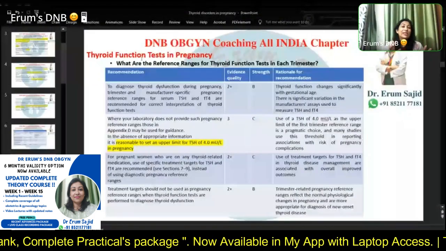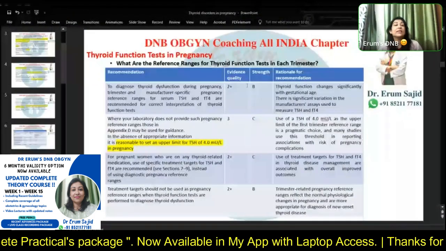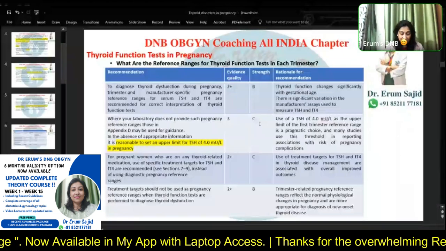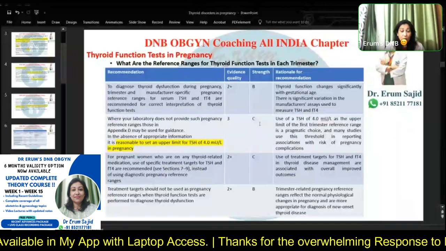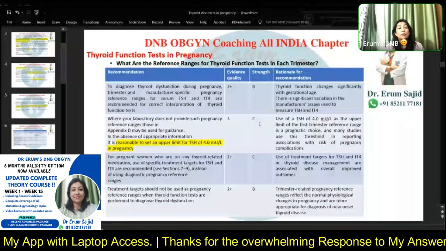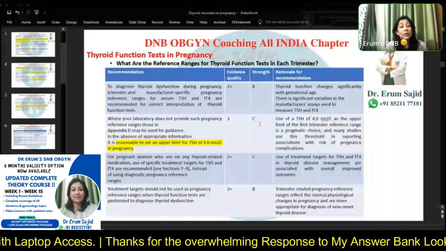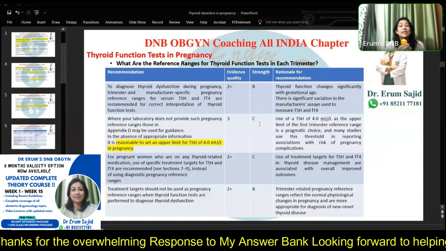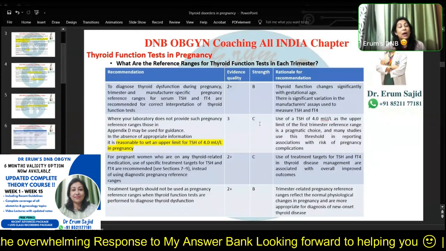Basically, it is mostly lab bound. Whichever lab you're testing it from, accordingly, you'll be taking their parameter as the main parameter. But when you're talking about overall general, you can just say TSH 4 is your upper limit.